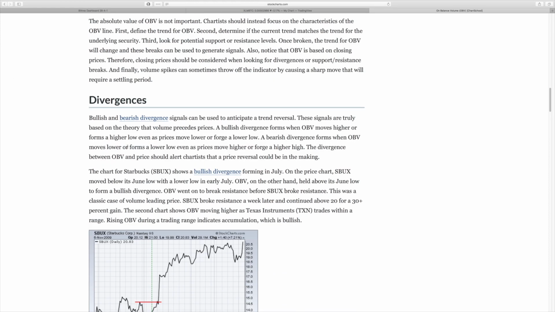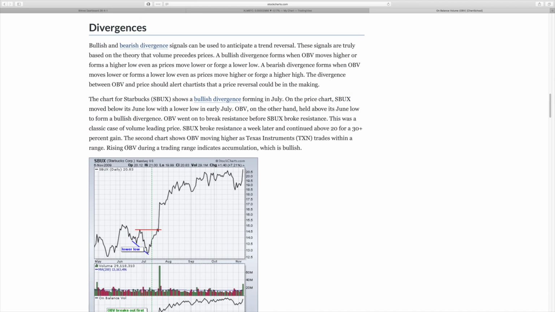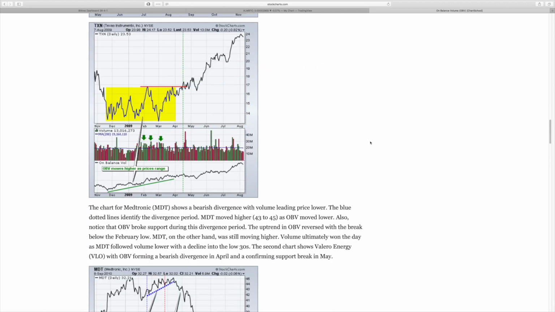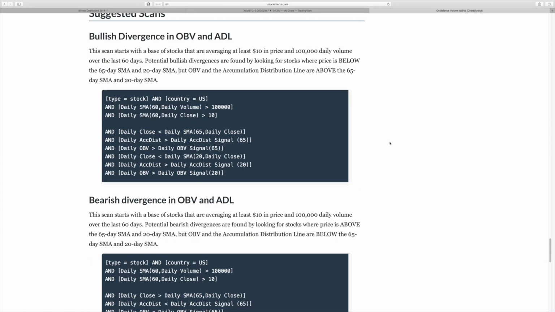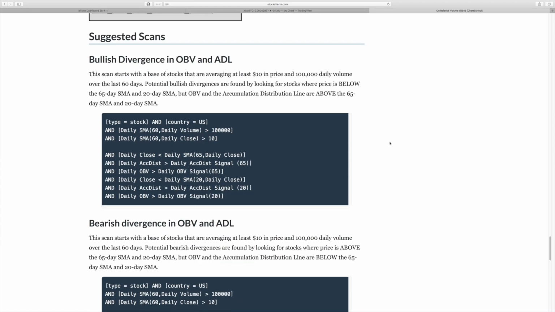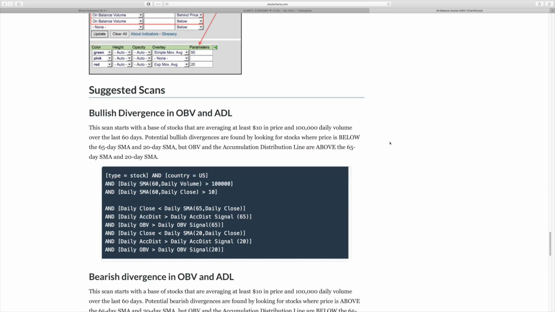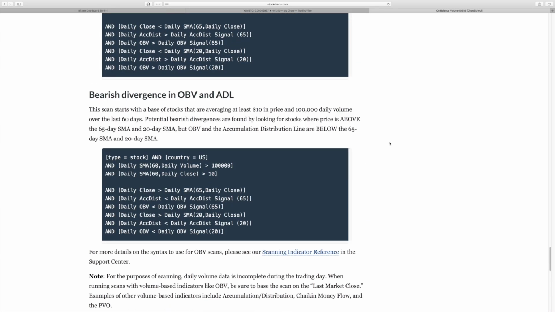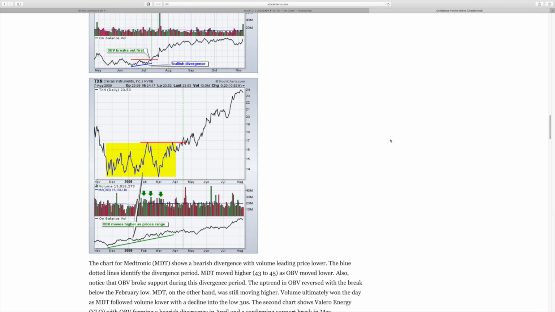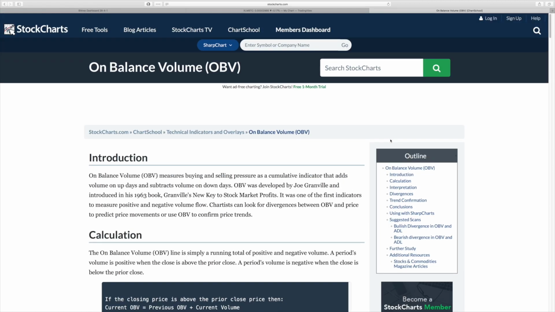And then the divergences, this is where we're starting to get into how to use the divergences between the volume and price to kind of predict movements and things like that. That's what this is talking about here. And there's a whole lot of information on this if you really want to get into the weeds on how to use on-balance volume. Then looks like there's suggested scans and stuff. This is for using StockCharts' own built-in software, I think, for the charts. But if you wanted to really get into how OBV is used, there's a great article here on stockcharts.com for it.